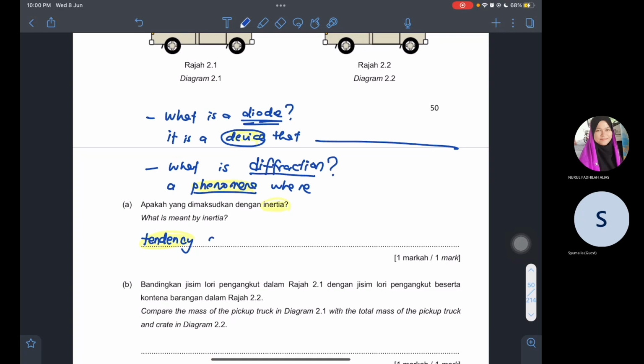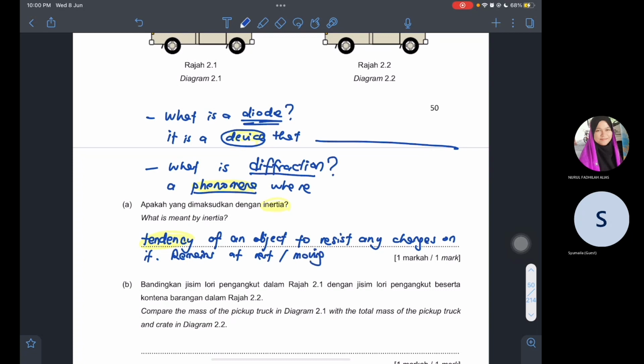Tendency apa? Tendency of an object to stay, to resist any changes on it. Saya tulislah yang panjang tadi tu yang you cakap tadi. It remains at rest or moving with constant velocity.